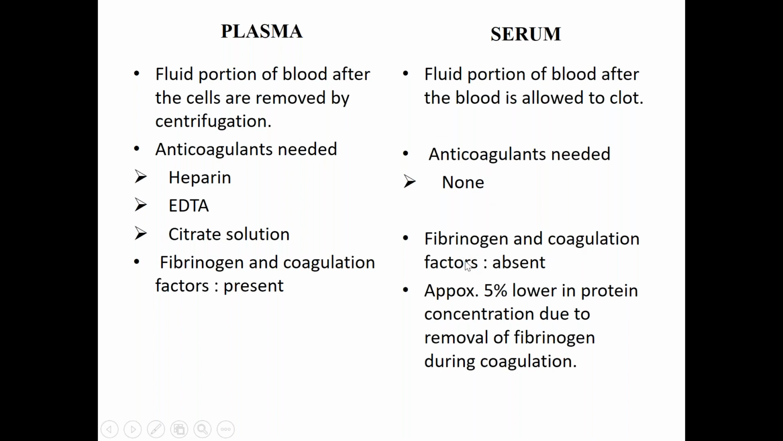Fibrinogen and other coagulation factors are absent from the serum, but in plasma, as there is no coagulation process, fibrinogen and coagulation factors will be present. As fibrinogen is used up in the clotting process, there will be a decrease in the protein concentration in serum as compared to plasma. Approximately 5% lower protein concentration can be seen in serum as compared to plasma. So this is the difference between plasma and the serum.